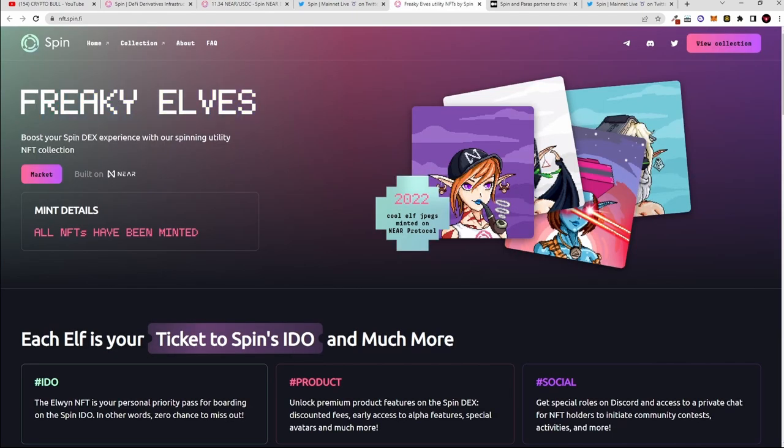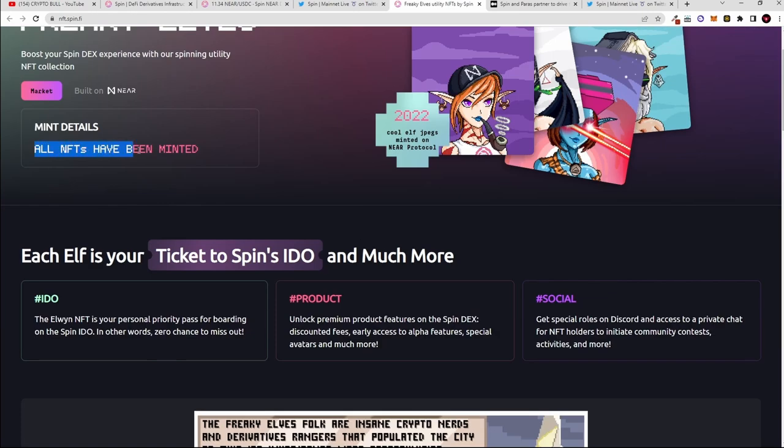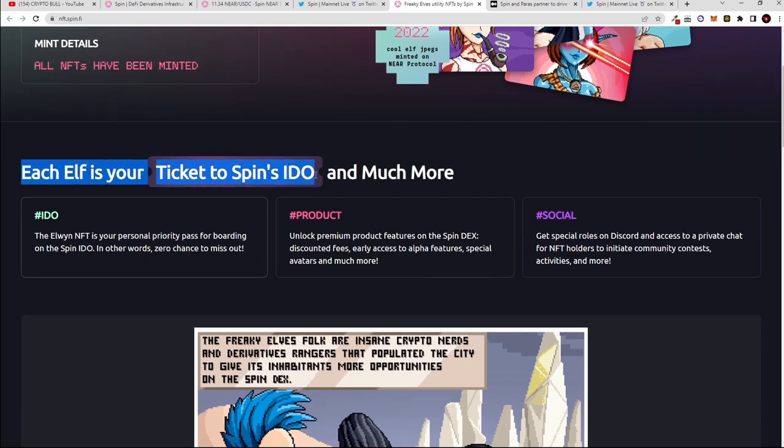As you see, Freaky Elves boost your Spin DEX experience with our spinning utility NFT collection. All NFTs have been minted, so they all have been sold out. The Elf is your ticket to Spin's IDO and much more. The Elf NFT is your personal priority pass for boarding on the Spin IDO. In other words, zero chance to miss out. And also, the NFT hodlers will have access to different products which will be offered by Spin. As you see, product: unlock premium product features on the Spin DEX or decentralized exchange, discounted fees, early access to alpha features, special avatars, and much more, guys.